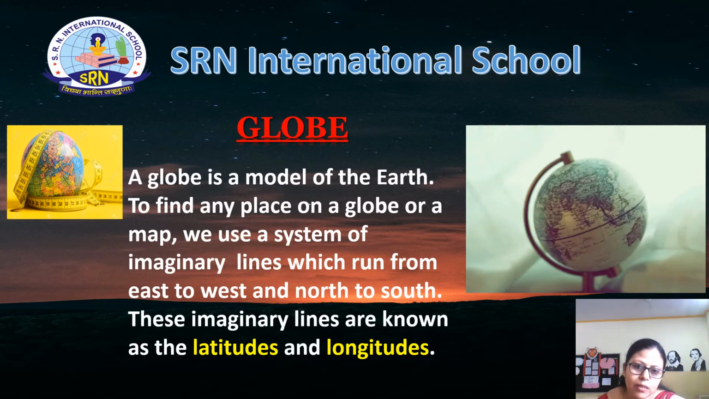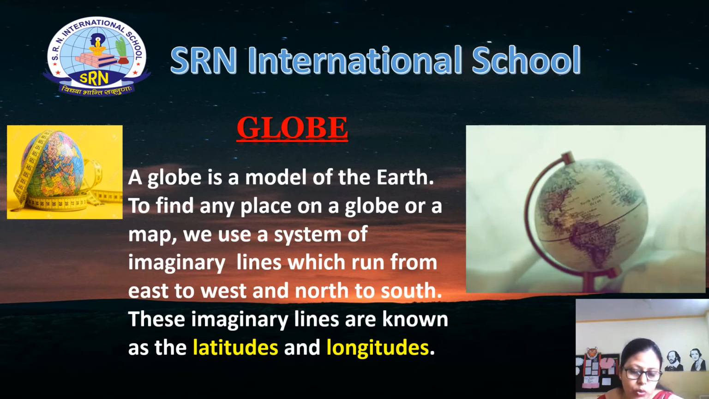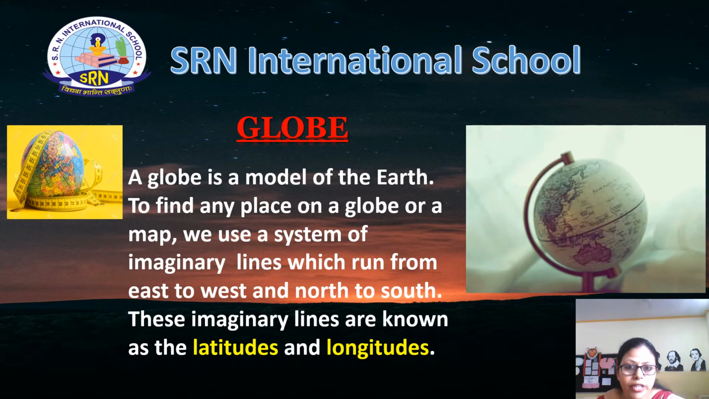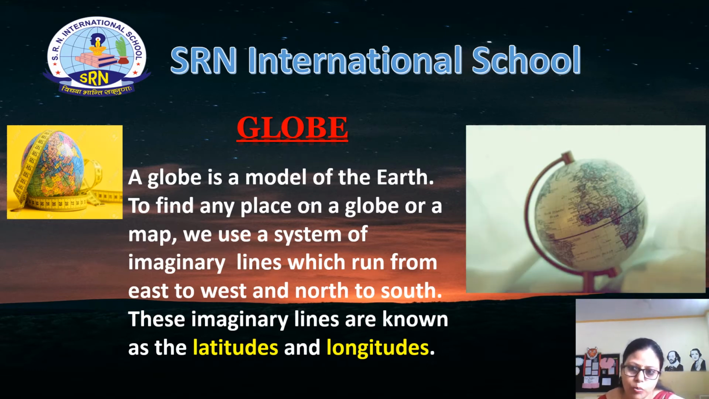A globe is a model of the earth. To find any place on a globe or a map, we use a system of imaginary lines which run from east to west and north to south. These imaginary lines are known as the latitudes and longitudes. The point on the north where longitudes join is called North Pole, and the point on the south where they join is called the South Pole.